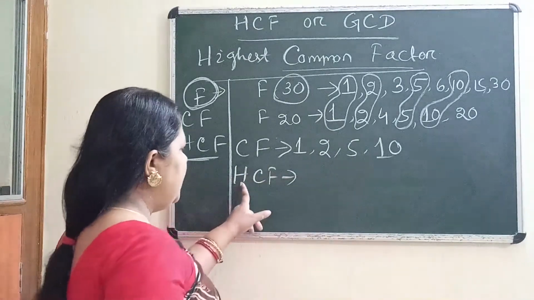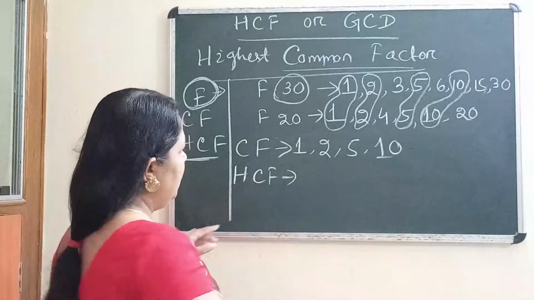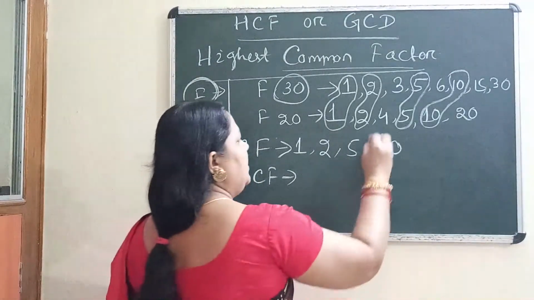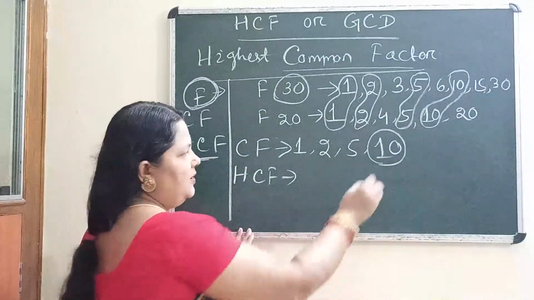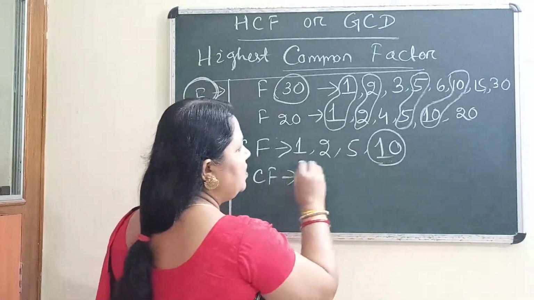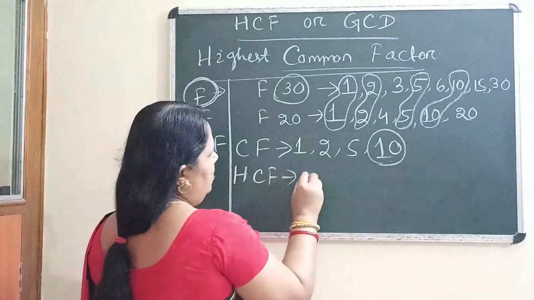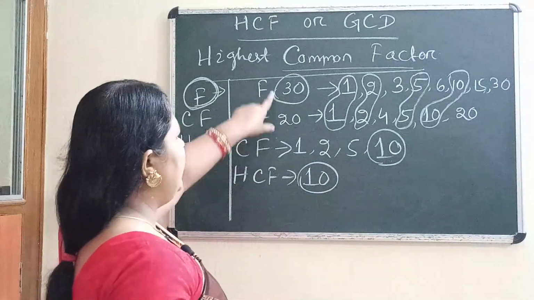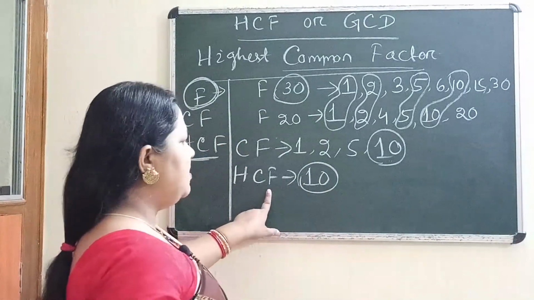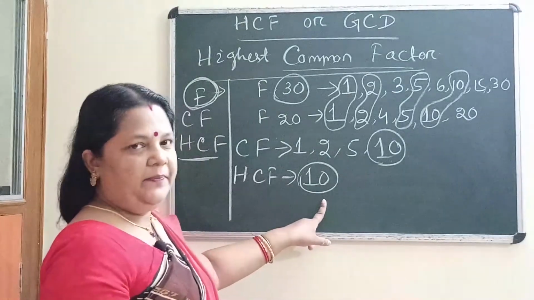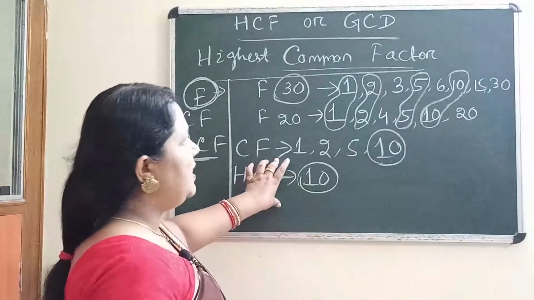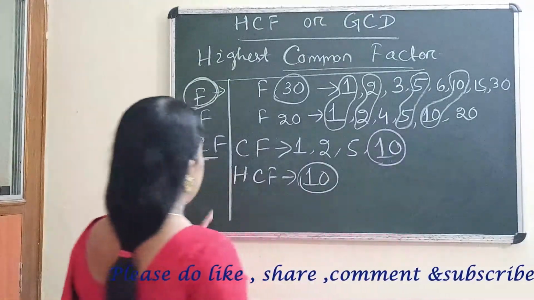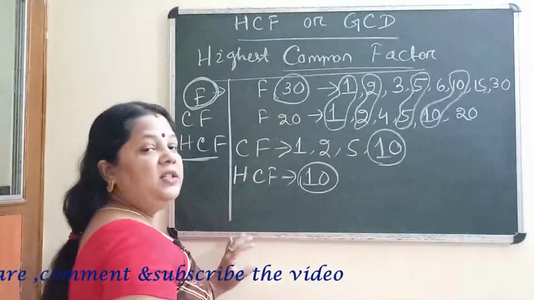Next is this term, HCF, highest common factor. Okay. So out of these common factors, which one is highest? I think this. Yes, 10 is the highest common factor out of these 4. Then your number is coming here, 10. Understood? So from the factors of 20 and 30, you got the highest common factor, that is your 10. Okay. So this process is called factorization method. HCF by factorization method.